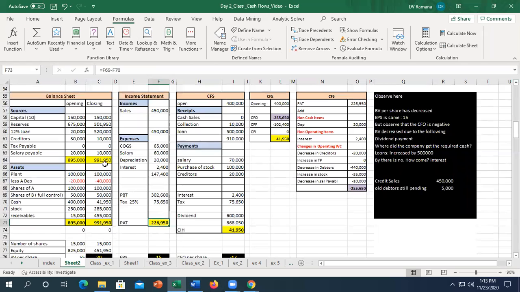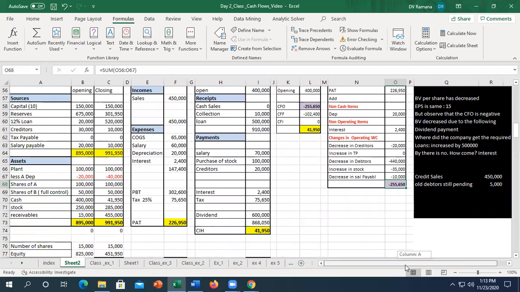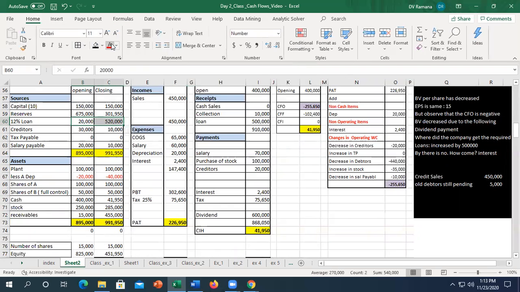But where is the cash coming from? Observe, the CFO is still negative. 255,000 is a negative CFO. The credit sales is 450,000. We are not even able to collect fully the old debt. So obviously a question comes to mind, where is the cash coming from to pay the dividend? And observe that carefully, the cash has come from the increase in the loans. Okay, let me highlight it, increase in the loans. So the company has raised money by taking a loan.